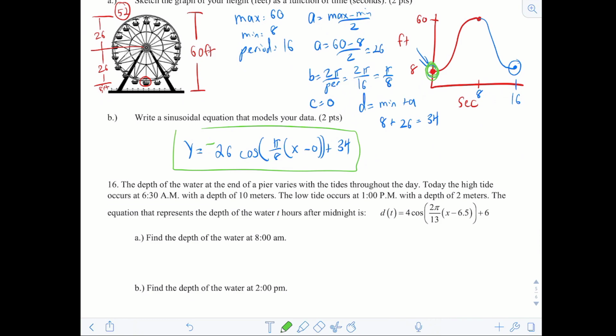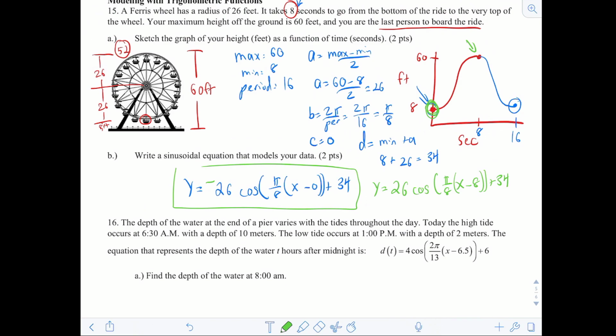If you did want to change this so that it was positive, it would be y equals 26 cosine of pi over 8, x minus 8, plus 34. So what that will do is that will make that top point my phase shift of where I moved it over. Excuse me.